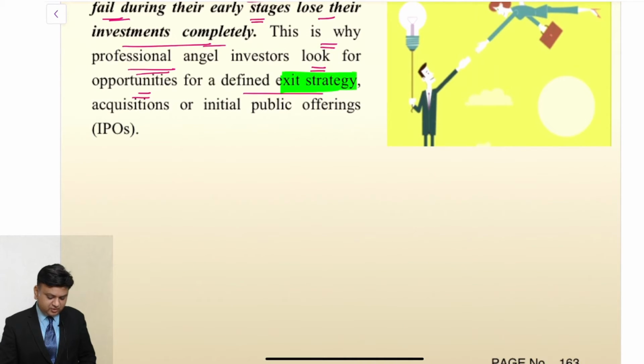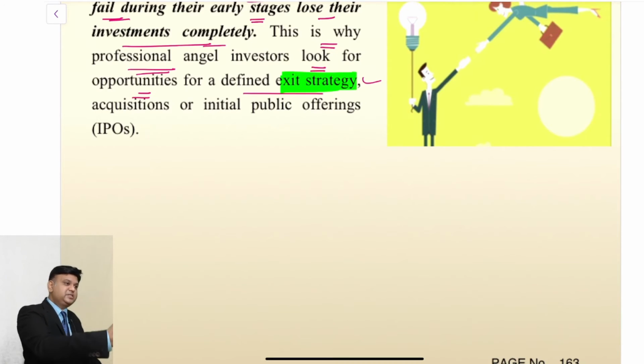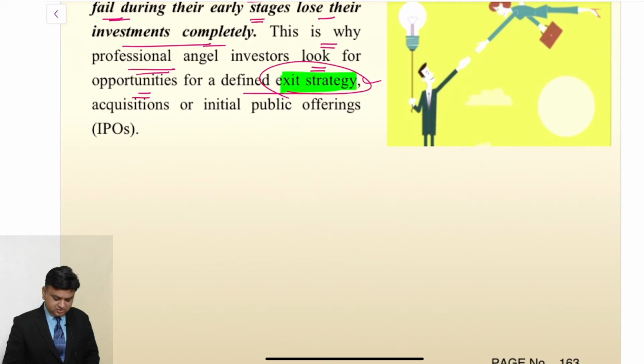This exit strategy is what we are going to discuss in venture capital financing also. Exit strategy is where you sell your equity investment to the promoters of the company, or if the entire organization is being purchased by somebody, then you will sell your investment to that new promoter. If it is converted into a public limited company, then you will sell your holding to the public. That is the exit strategy: acquisition or initial public offering.